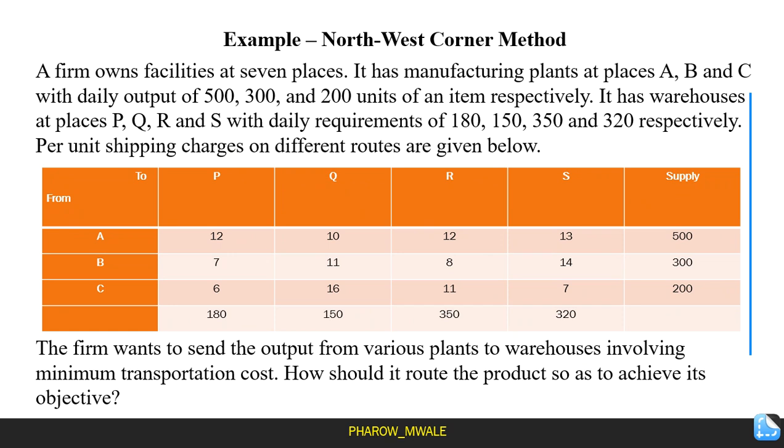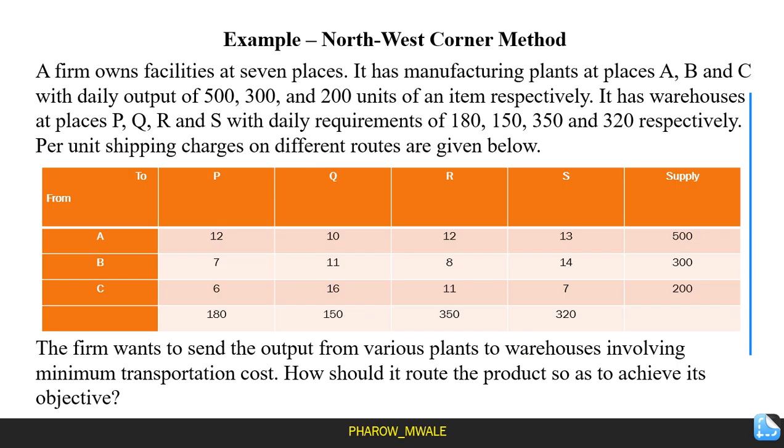Now, there are different kinds of methods that we can use to find the basic feasible solution of our transportation matrix. The northwest corner rule is one of those. So we have the northwest corner rule, the row minima method, the column minima method, the least cost method, and then the Vogel's approximation method. Now, what is the northwest corner rule in brief?